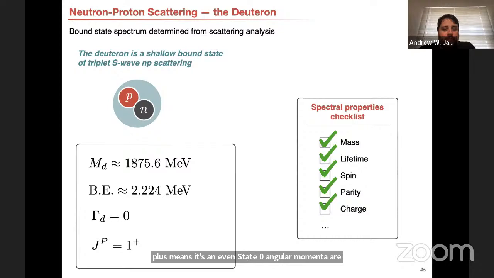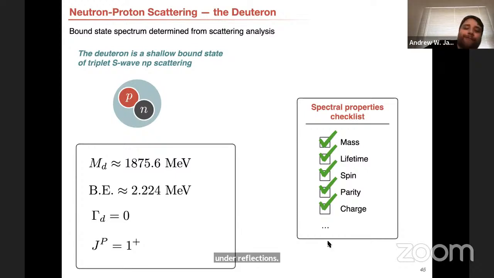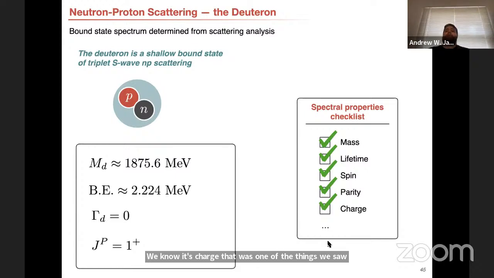So we can go through our spectral properties checklist and start indicating what we've learned about the deuteron from basic neutron-proton interactions. This bound state forms, we know its lifetime and its mass. We know its spin, its parity, so how it changes under reflections. We know its charge, that was one of the things we saw earlier. And there's some other properties we can get from it by doing further analyses.